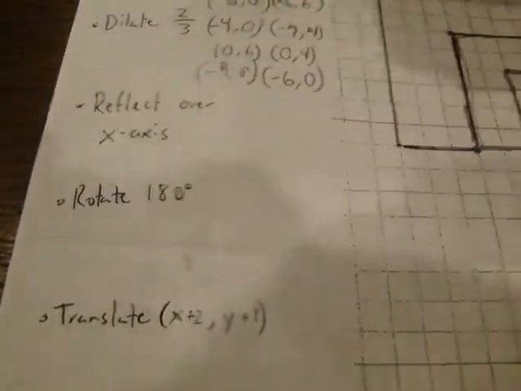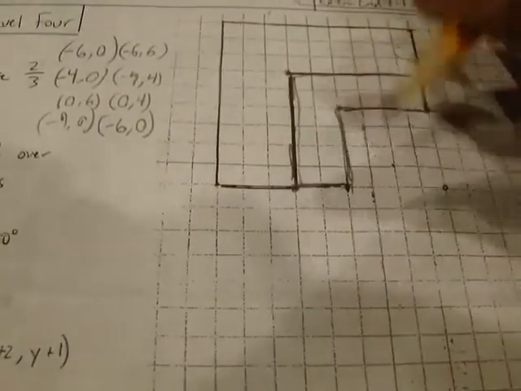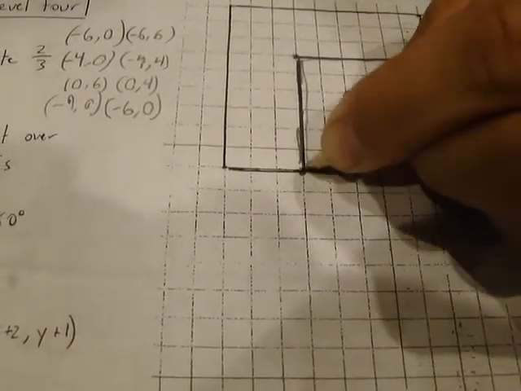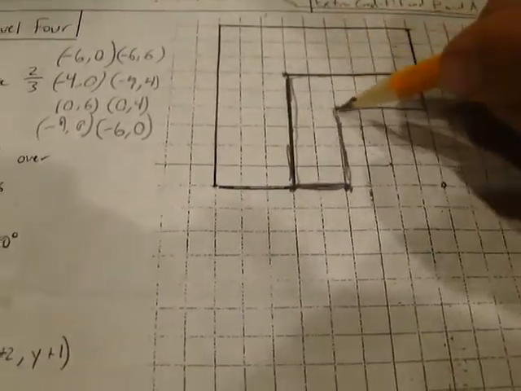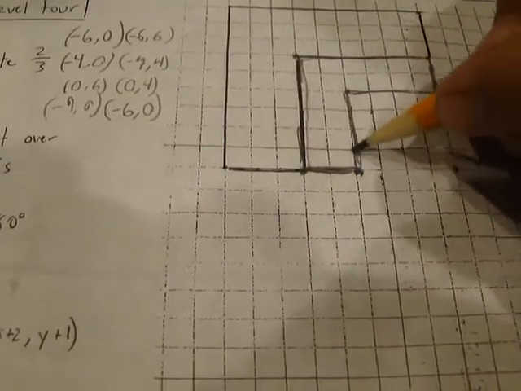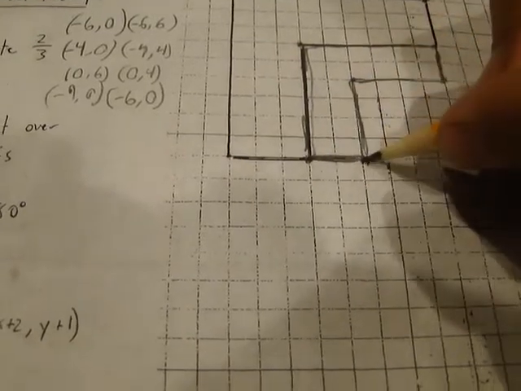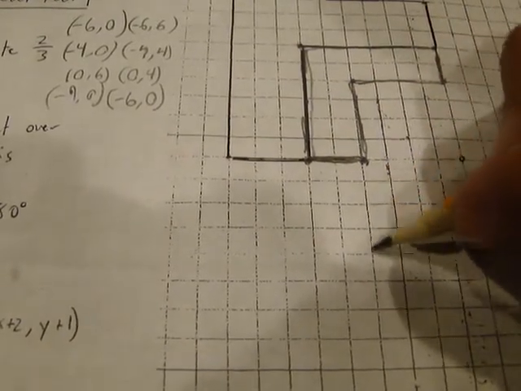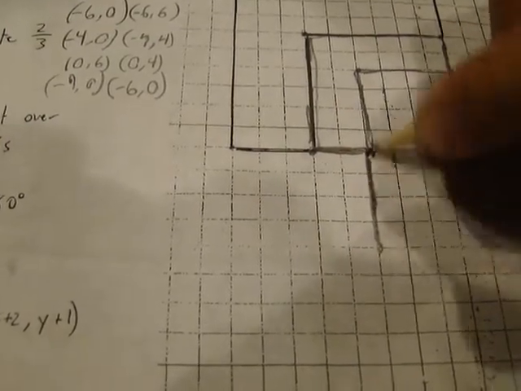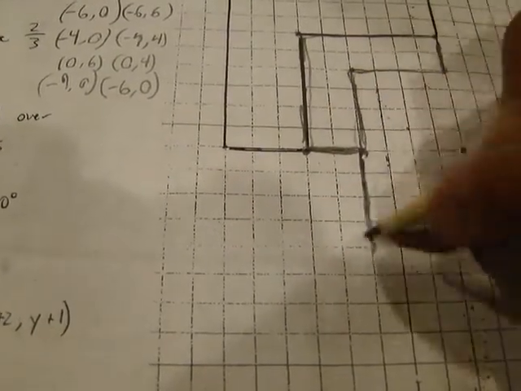Next, it says reflect over the x-axis. So the x-axis is the side-to-side axis. So what we're going to do is reflect this over the x-axis. This point and this point are on the x-axis, so they don't need to move at all to reflect. This one is going to move somewhere over here. So what you do is you figure out how far you go, 1, 2, 3, 4. You do the same thing in the opposite direction, 1, 2, 3, 4. And you've reflected that point.